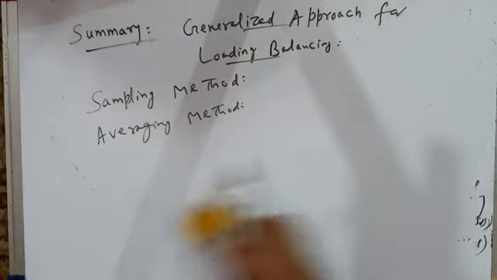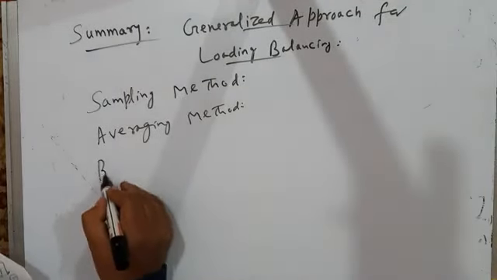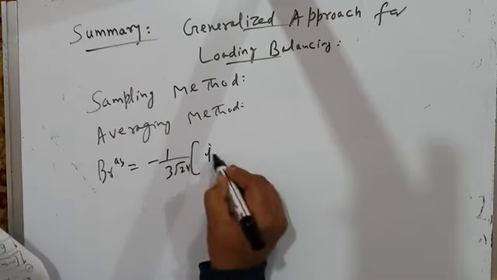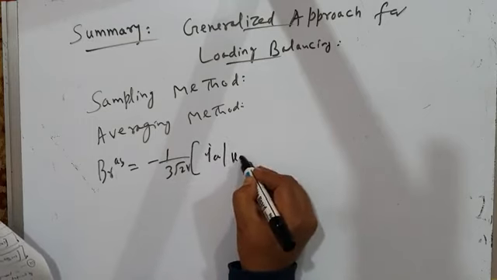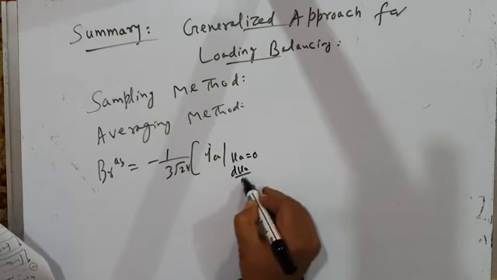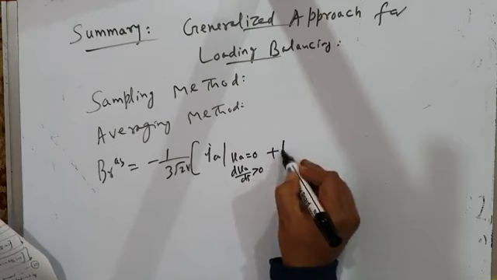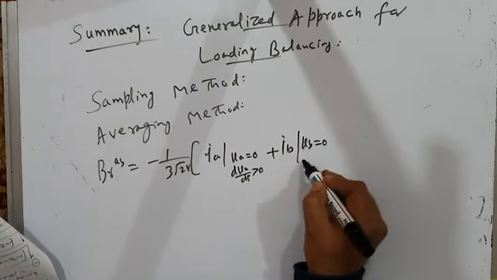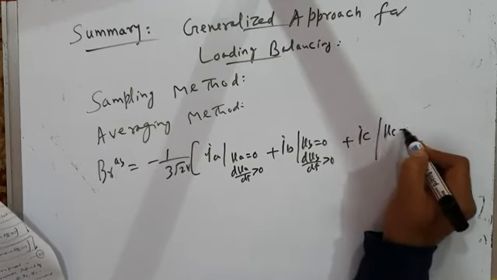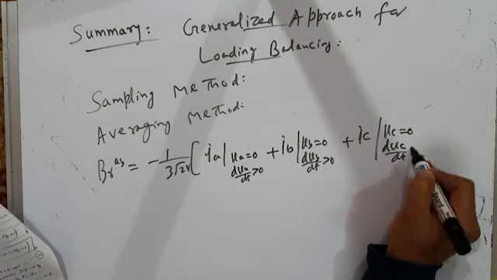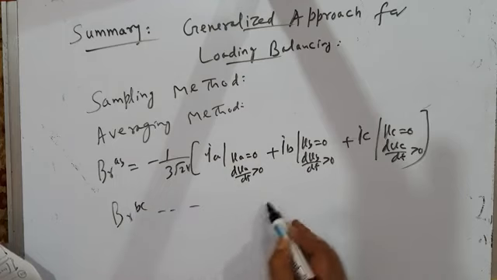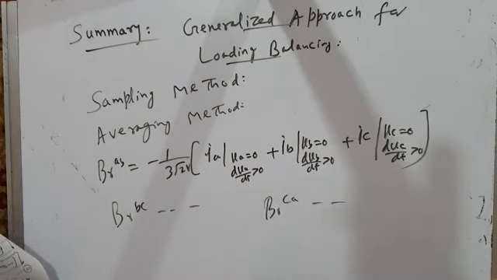For example, B gamma AB was given as minus 1 by 3 root 2 V into IA, where IA was sensed at the positive zero crossing of phase voltage VA, that is VA equal to 0 and dVA by dt greater than 0, plus IB at VB equal to 0 and dVB by dt greater than 0, plus IC at VC equal to 0 and dVC by dt greater than 0. Similarly, B gamma BC, similarly B gamma CA.